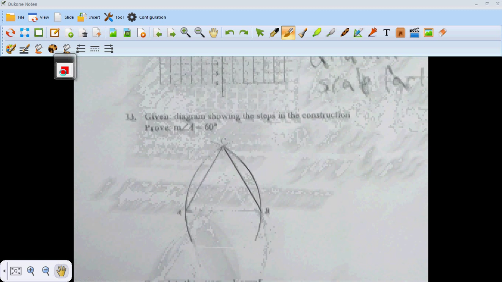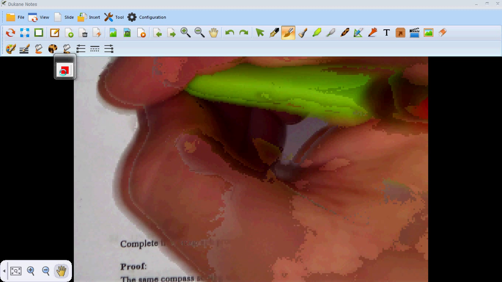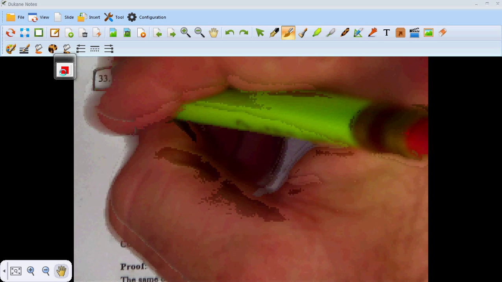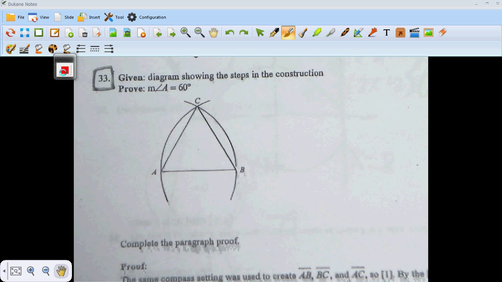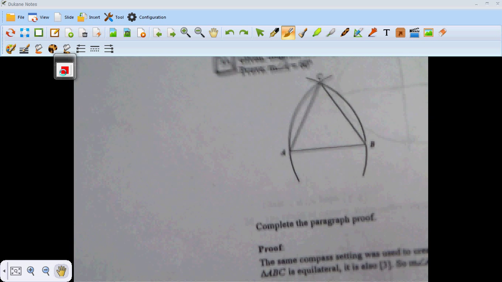Now, number 33 is just like this on your test. If I work it with you, I will give you the exact answer. You need to work on this at home and solve this out.